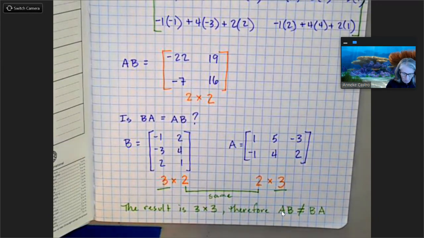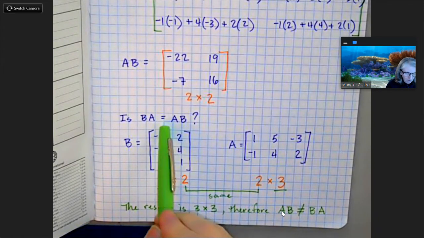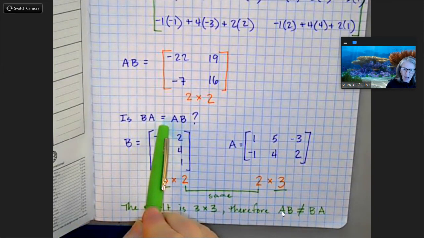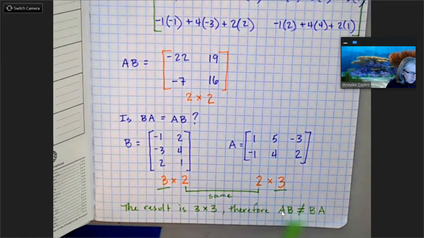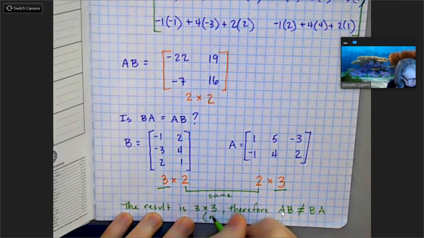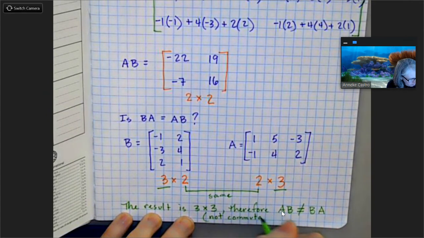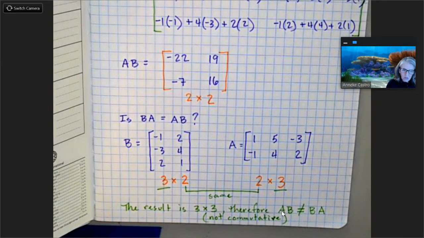Okay, so multiplication of matrices is not commutative. You cannot switch the order. It is not commutative. Unlike regular multiplication, multiplication of just numbers, real numbers, is commutative, but it is not for matrices.